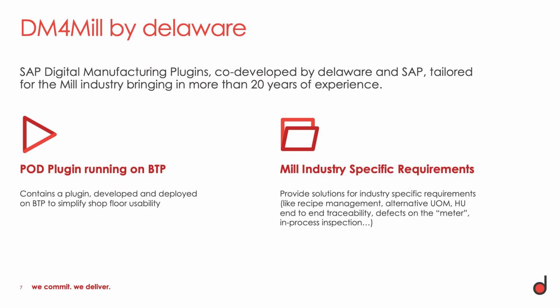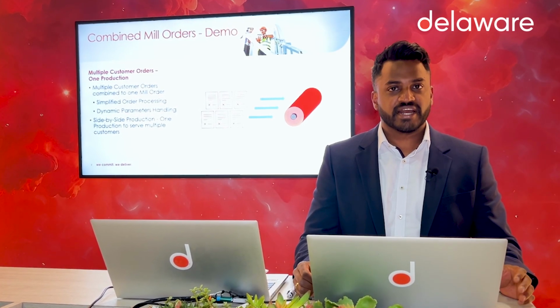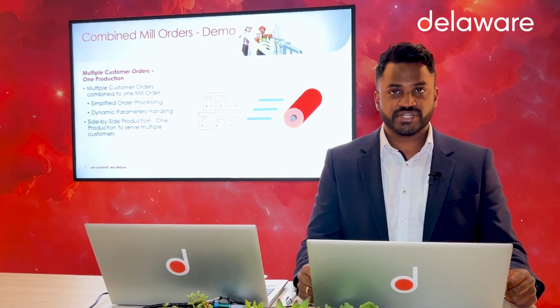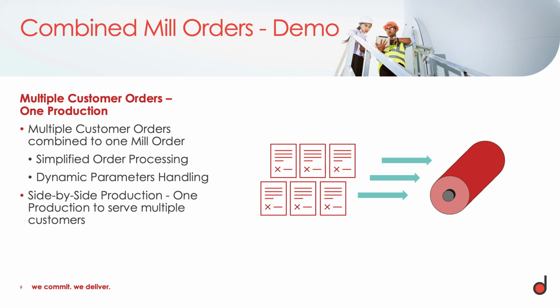Our DM4Mill by Delaware is a plugin running on the BTP. It's covering specific mill requirements like the handling units, the traceability, and combined mill orders. In our demo, we have an extruded reel, which is slitted to serve multiple customers. So we are grouping together multiple customers with similar requirements. We're doing the slitting process and then assigning those reels to the customers again.